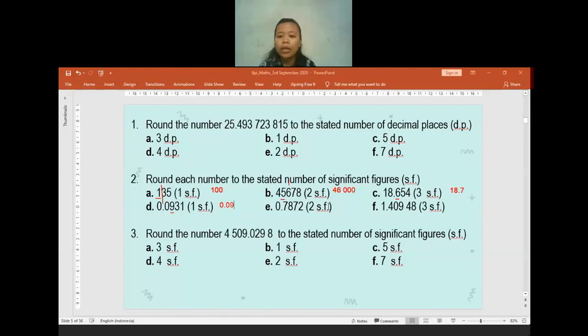For question E, we have 0.7872, correct to two significant figures. So we need to find the second significant digit. The first significant figure is the first non-zero digit, so 7 is the first significant figure and 8 is the second significant figure. Next to 8 is 7. That's why the 8 has to go up by 1 and becomes 0.79.